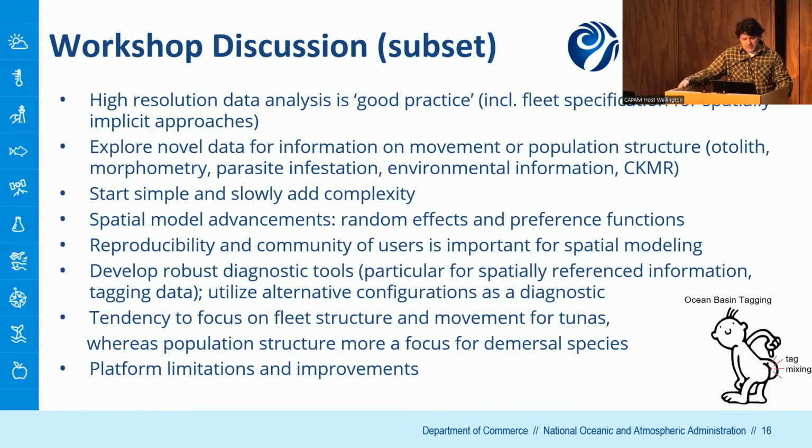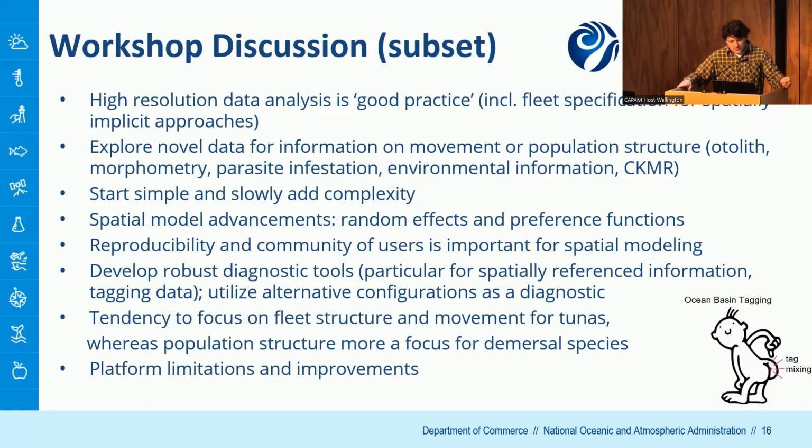Spatial model advancements, when we start thinking about things like adding random effects to try to counter the expansion of parameters when you go in the dimension of space, and other things that can help with movement, like preference functions, rather than a factorial array of parameters across every spatial connection. Reproducibility and the support of a community of users to learn from was noted as important.